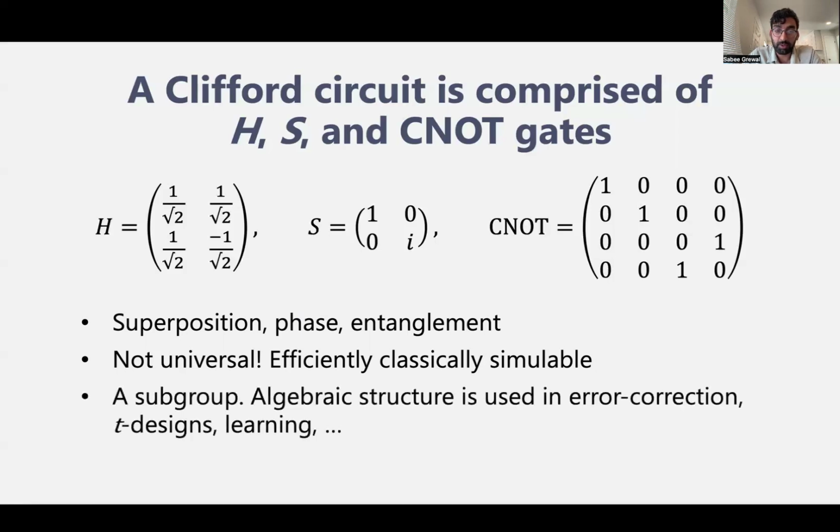And the Clifford circuits form a subgroup of the unitary group, and this algebraic structure plays a large role in why the Clifford circuits find use throughout quantum information, like error correction, in producing T-designs, in learning algorithms, and so on.